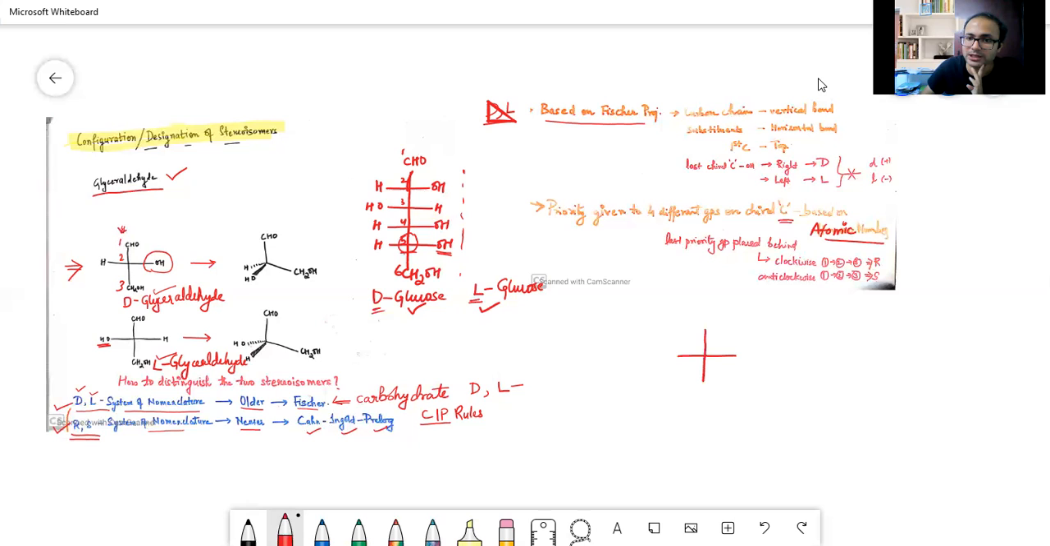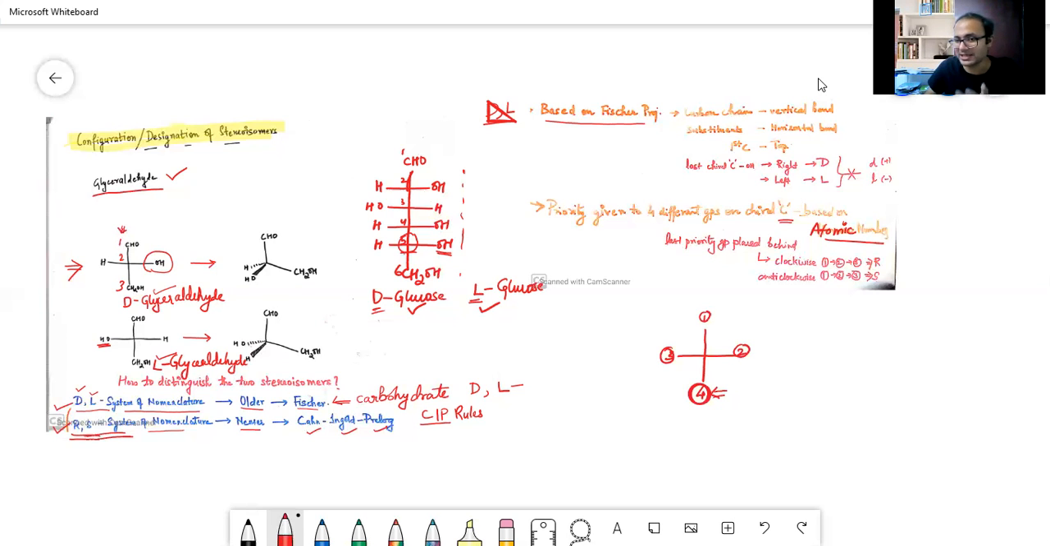According to atomic number, the highest atomic number gets the first priority, then the second priority, then the third priority, then the fourth priority. The fourth one, I have written randomly as 1, 2, 3, 4. It all depends upon which groups are there, which I will be discussing in the next video with an example. What I make sure while using this system of nomenclature is that my fourth group is behind the plane of the page.